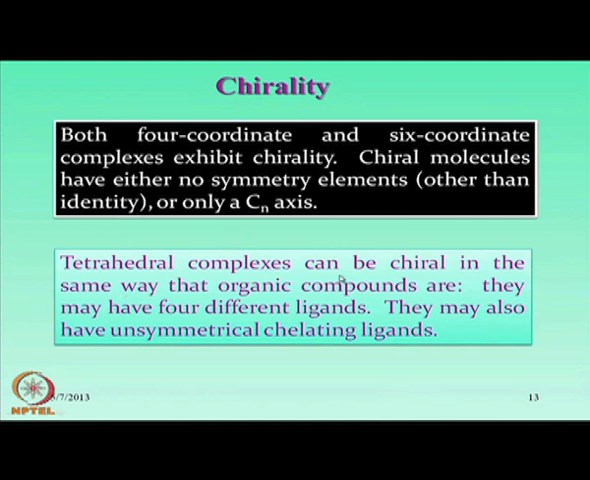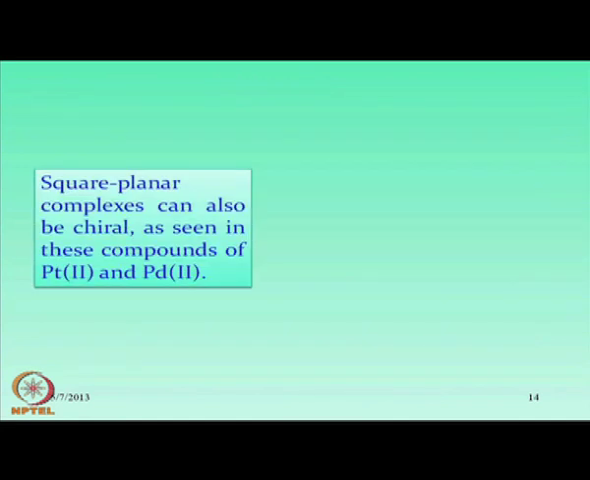So, tetrahedral complexes can be chiral in the same way that organic compounds are. That means, if we have a carbon center, and carbon, we all know, is bound to 4 other groups in tetrahedral orientation. In the same fashion, if we have a metal ion center and they have 4 different ligands attached to them, or unsymmetrically chelating ligands also, then that particular arrangement can give rise to a chiral center at the metal ion.